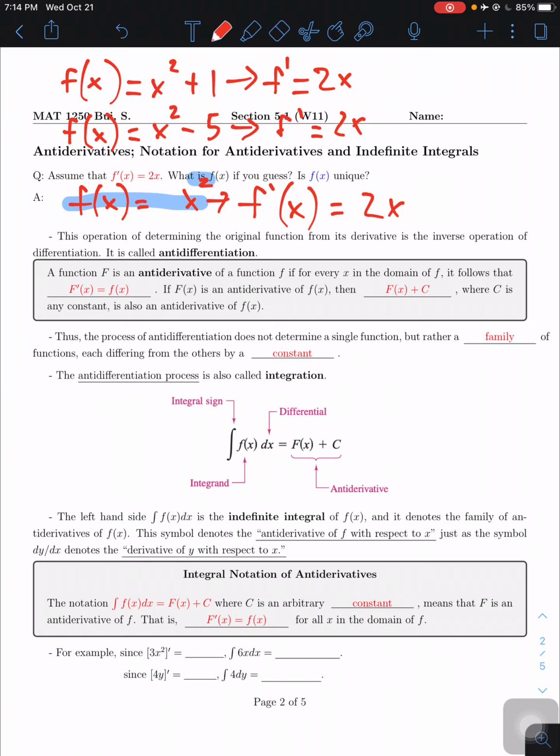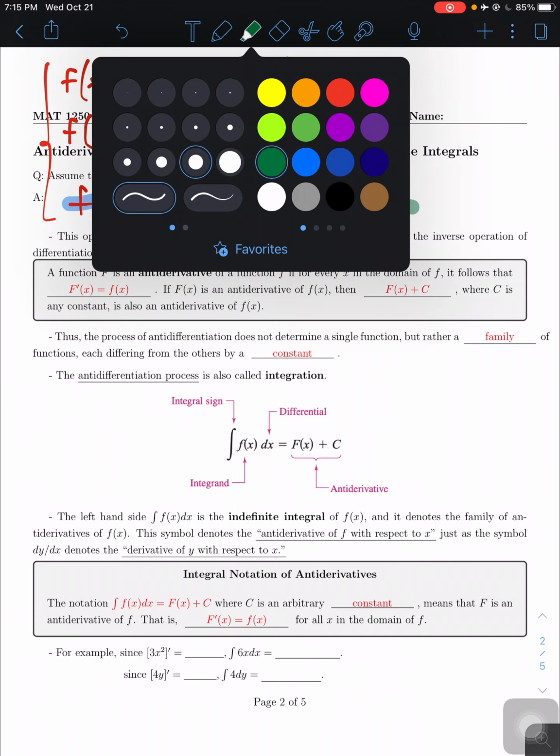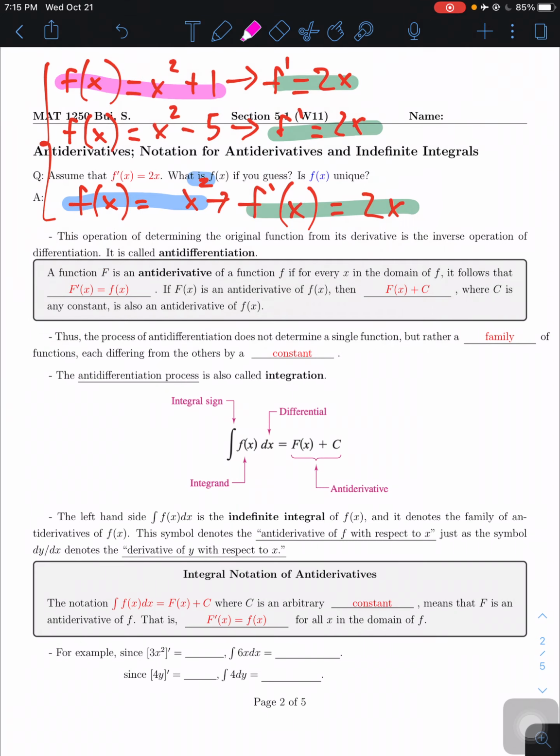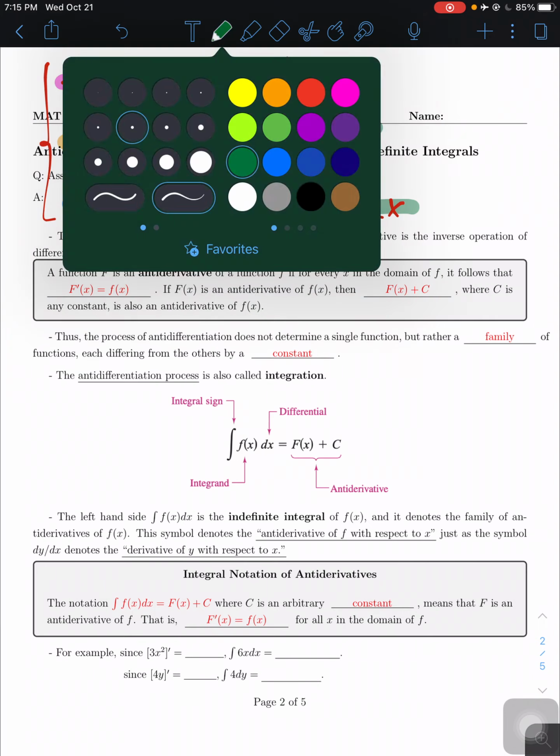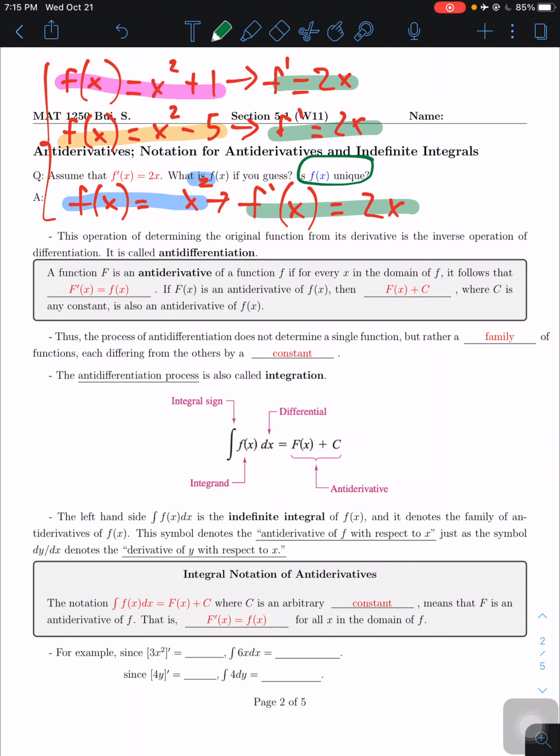So as you can see, f of x is not unique. There can be a lot of versions of f of x that give you the same derivative. The derivative here is 2x, and here is also 2x, and here is also 2x, but your functions are different. The first one in pink is x squared plus 1. The second one is x squared minus 5. And the one in blue is just x squared with no constant, or if you want to think about it, the constant is 0. So to answer the question, let me put it in green: is it unique? No, it's not unique. In fact, we have a lot of them.